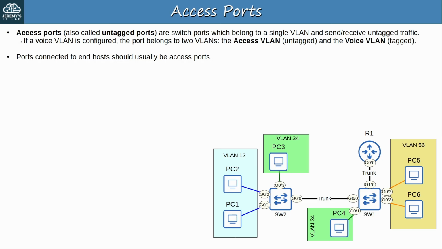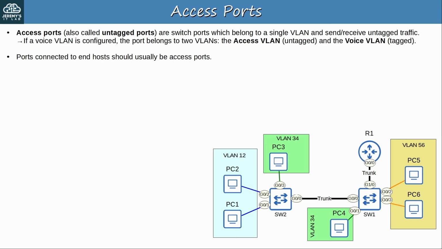On the other hand, connections between network infrastructure devices use trunk ports. The connection between switch 1 and switch 2 is a trunk, and so is the connection between switch 1 and R1. That is because traffic in multiple VLANs must pass over those connections, so a tag is required to identify which VLAN traffic belongs to.